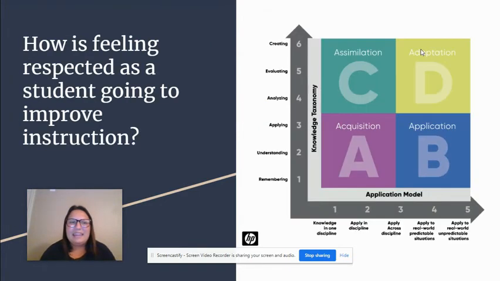So you might be thinking, how does feeling respected go along with student improvement? Well, like I just said, if your student feels that you respect them and that they have voice and your classroom is a safe place, you can implement these really awesome lessons using the chart below to have students use their creative freedom and apply what you're teaching them to the real world and really get to that level D of lessons and to really improve your instruction that way.